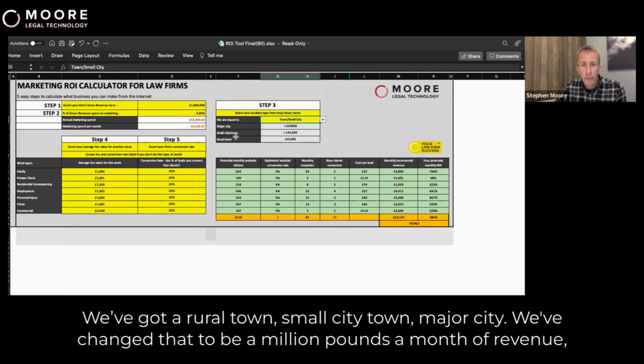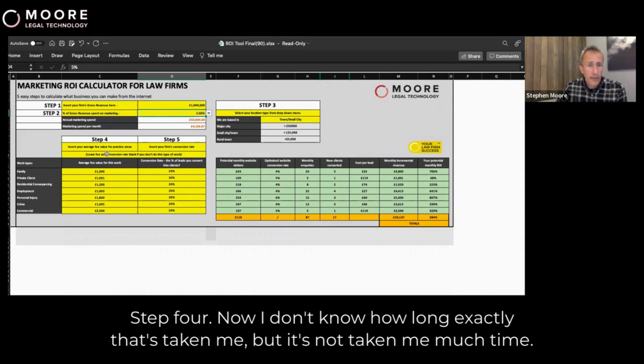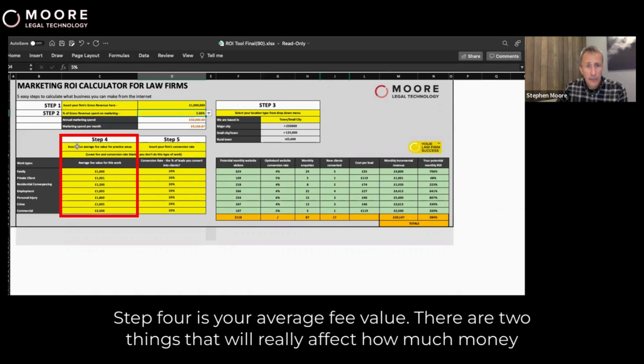Got a rural town, small city, town, major city. We've changed that to be £1 million worth of revenue, excuse me, and we've got 5% gross marketing spend. So we've done step 1, step 2, step 3 complete, step 4. Now, I don't know how long exactly that's taken me, but it's not taking me much time. Step 4 is in your average fee value.